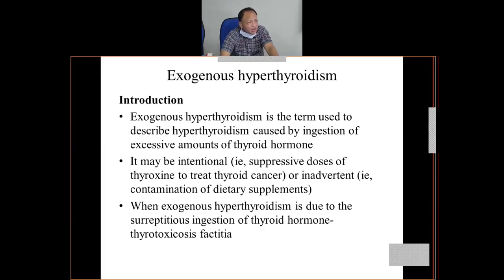A little bit about exogenous hyperthyroidism. As the name suggests, exogenous means coming from outside, nothing to do with the body. Exogenous hyperthyroidism is a term used to describe hyperthyroidism caused by ingestion of an excessive amount of thyroid hormones. It may be intentional, that is, suppressive doses of thyroxine to treat thyroid cancer, or inadvertent, that is, contamination of dietary supplements.